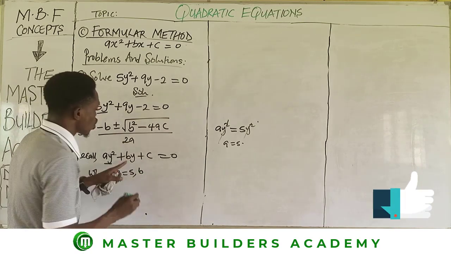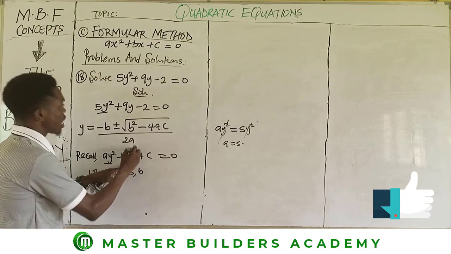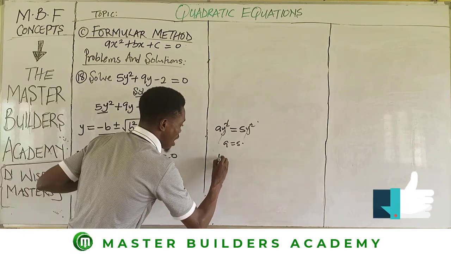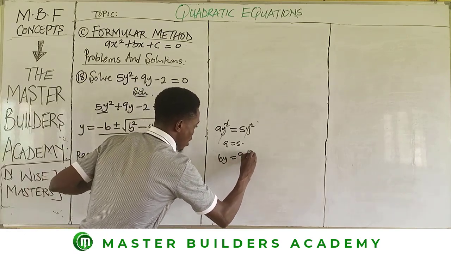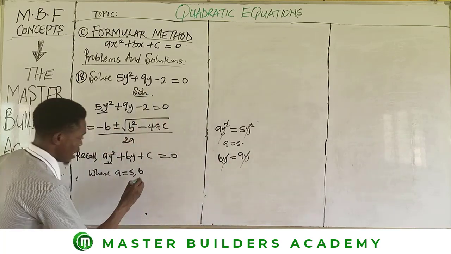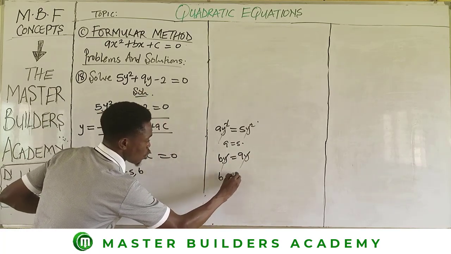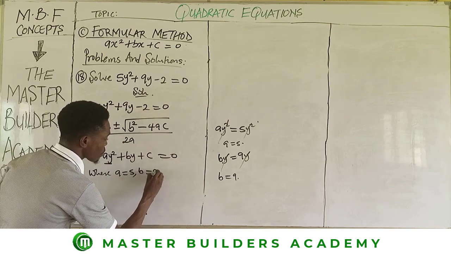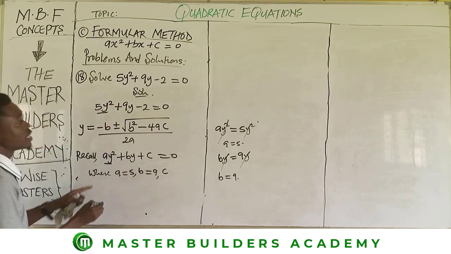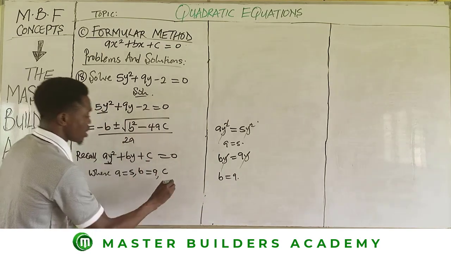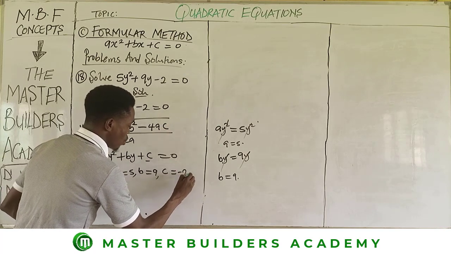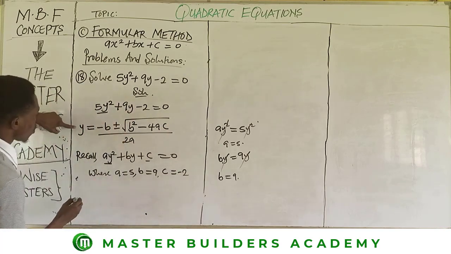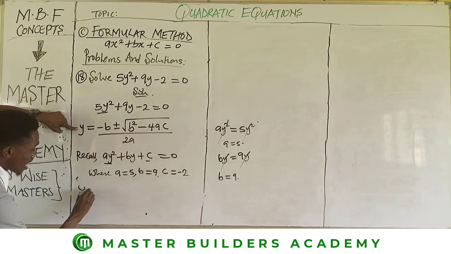Then what is b? I will also do the same. I will compare the middle term to the middle term here. So I'm going to have by is equal to 9y. Y cancel y. Then b is equal to 9. Then finally c, I equate this to this, c is equal to what? Minus 2. That's all.